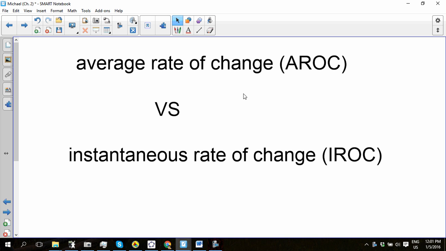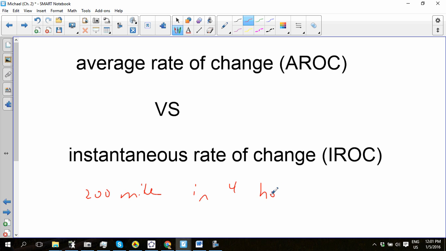Alright, so I would like to take a few moments to discuss the distinction between average rate of change and instantaneous rate of change. Suppose you're traveling in your automobile and you're going on a trip that's 200 miles, say, and let's say you cover this 200-mile trip in 4 hours.